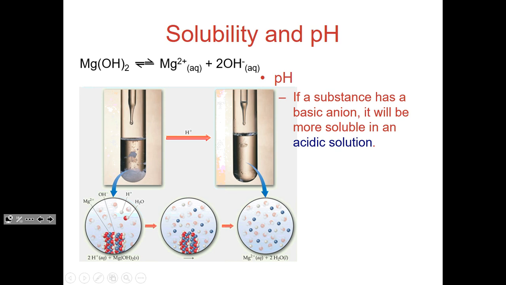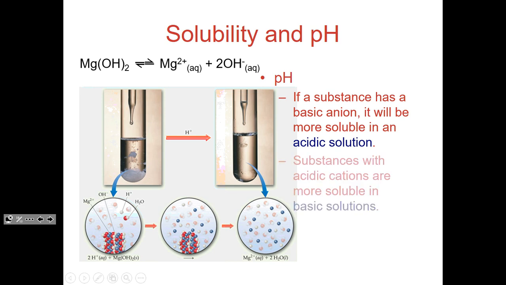Now, the next thing is how pH can potentially affect solubility. Now, if the substance has an active basic anion, like in this case, magnesium hydroxide, it has hydroxide. Clearly, hydroxide is related to pH. So if I play with the pH, in other words, I make it more acidic by adding an acid, that's going to react with the OH minus. H plus and OH minus form water. And what I'm fundamentally doing is I'm lowering the concentration of OH minus by adding the acid.